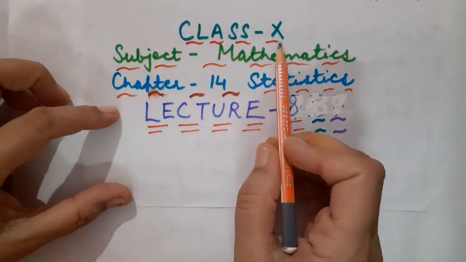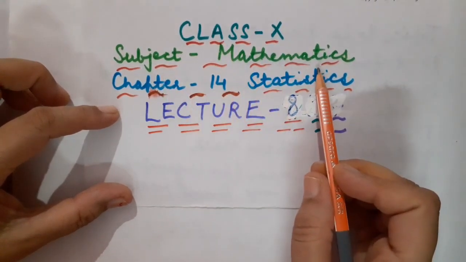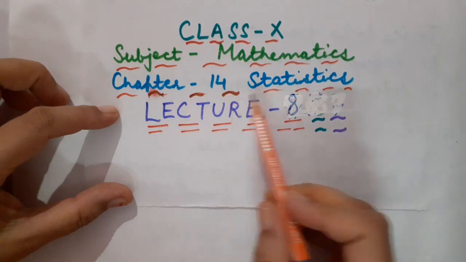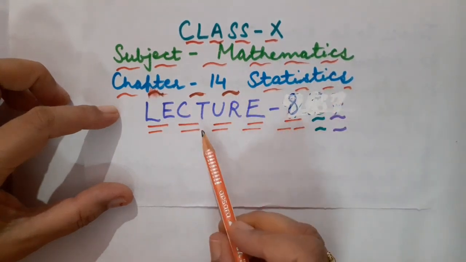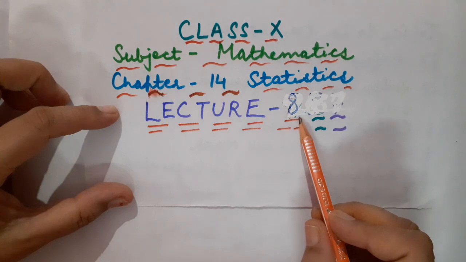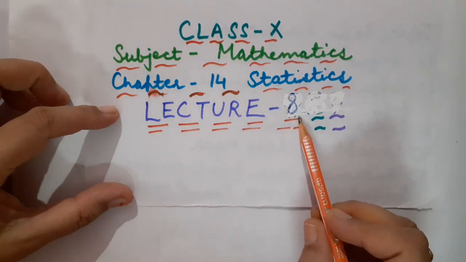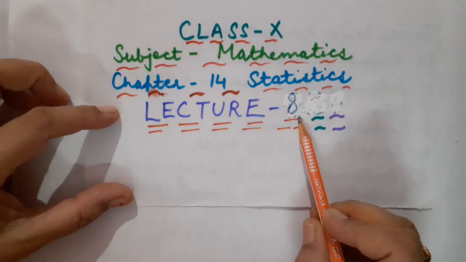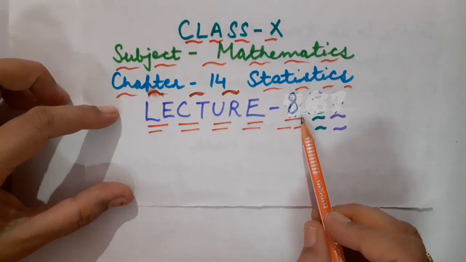This is class 10th, subject mathematics, chapter number 14, statistics, lecture number 8. Children, this is the last lecture of this chapter. After that, the complete chapter I have divided in two summary lectures. You have to watch those summary lectures very carefully, and whatever doubts you will be having, you are most welcome to ask those doubts. And after that, there will be a test of this chapter. Fine.